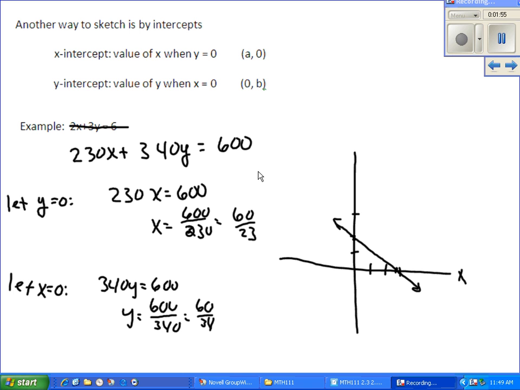So looking for the x-intercept, if we let y equal 0, that will wipe out this entire term, leaving us with 230x equals 60. Easy to solve for x. 60 over 23 would be a number just a little bit smaller than 3. So it would be about here on the x-axis, the x-intercept. And then if we let x equal 0 and solve for the y-intercept, we get 60 over 34, which is a number just a little smaller than 2, which would be about here, and we can do a quick rough graph of the function.